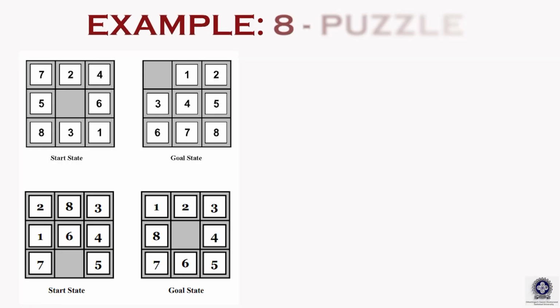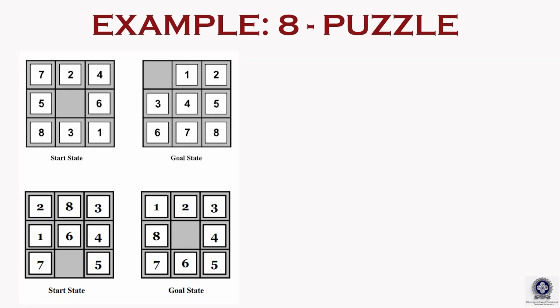goal state. So, here we have examples of the 8 puzzle where we have 2 examples of tile representations you can see. First, the initial state representing 7, 2, 4, 5, 0, 6, 8, 3, 1. In the final state, or the goal state, we have 1, 2, 3, 4, 5, 6, 7, 8. And in another example we have 2, 8, 3, 1, 5, 4, 7, 0, 5 and the goal state is 1, 2, 3, 8, 0, 4, 7, 6, 5.